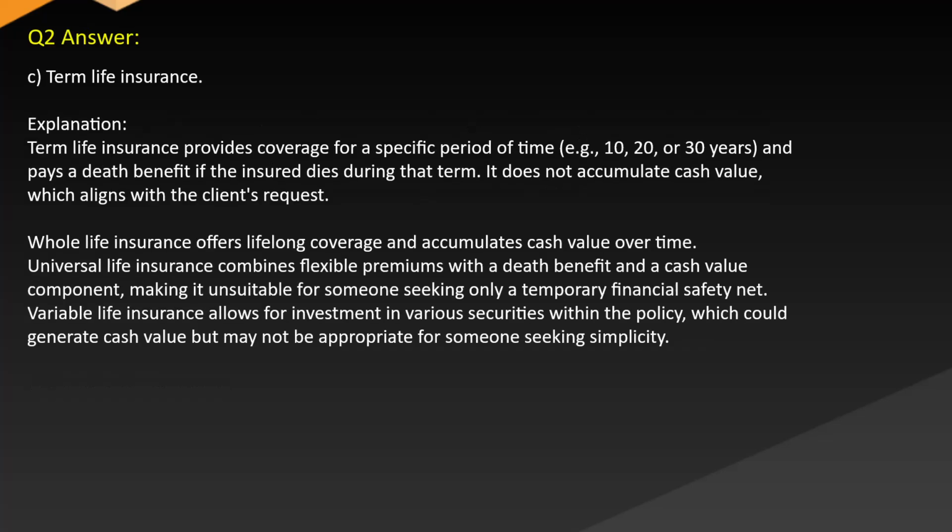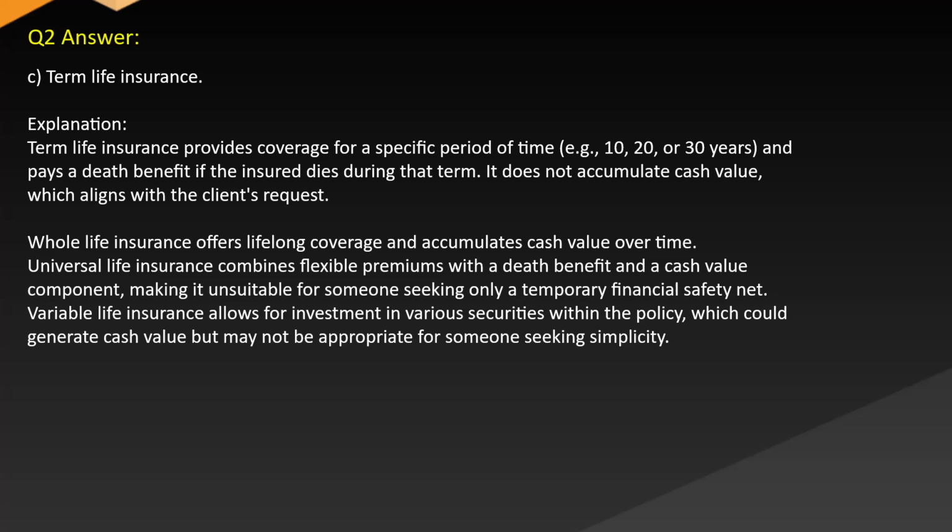Answer: C. Term life insurance. Explanation: term life insurance provides coverage for a specific period of time, e.g. 10, 20, or 30 years, and pays a death benefit if the insured dies during that term. It does not accumulate cash value, which aligns with the client's request. Whole life insurance offers lifelong coverage and accumulates cash value over time.